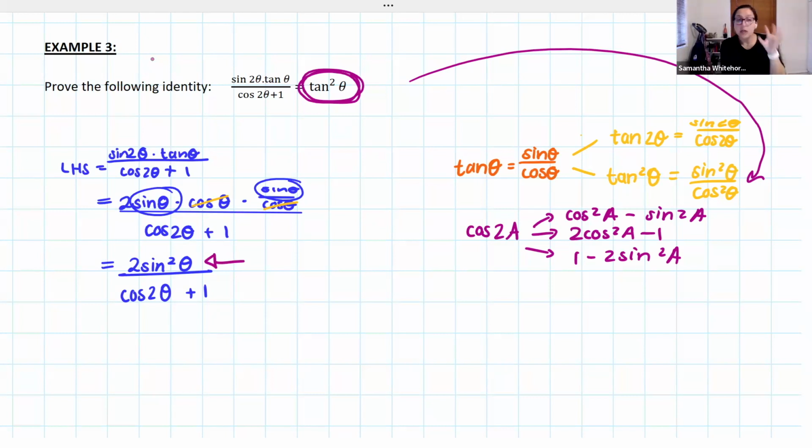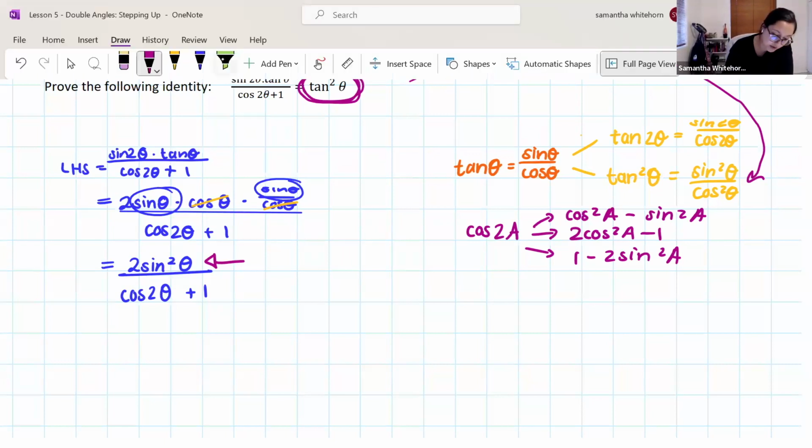And this is how you need to approach identities. Start with the manipulation you know you can do. Once you've simplified and dealt with that, go back to what you're trying to prove. How are you now going to continue your manipulation to get where you want to be? You always need to be referring back to the side that you are trying to equate it to. So because I have that in my head, I know that I need to pick a double angle that contains cos squared.